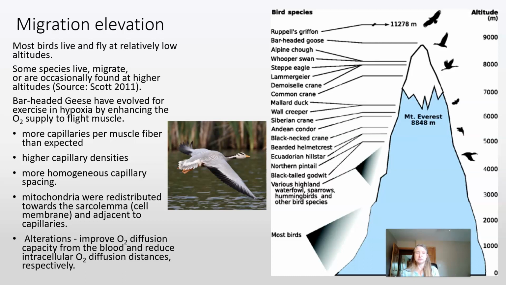So again, increased efficiency. All of these alterations improve oxygen diffusion capacity from the blood, and reduce intracellular oxygen diffusion distances. Okay, so the less space that oxygen and carbon dioxide have to move to exchange, and also just more blood getting to those muscles.